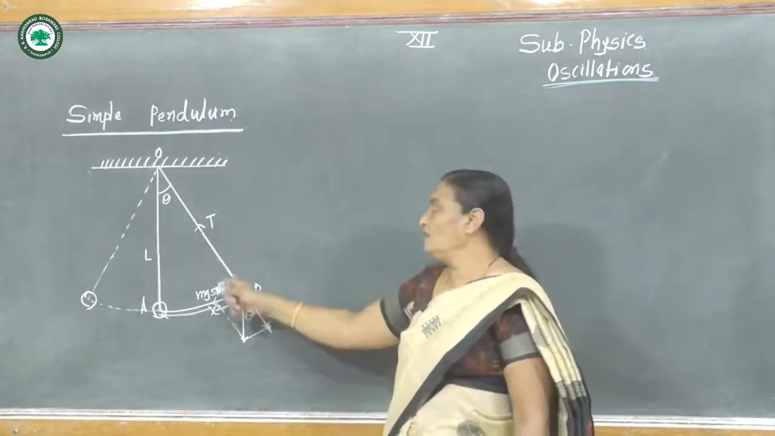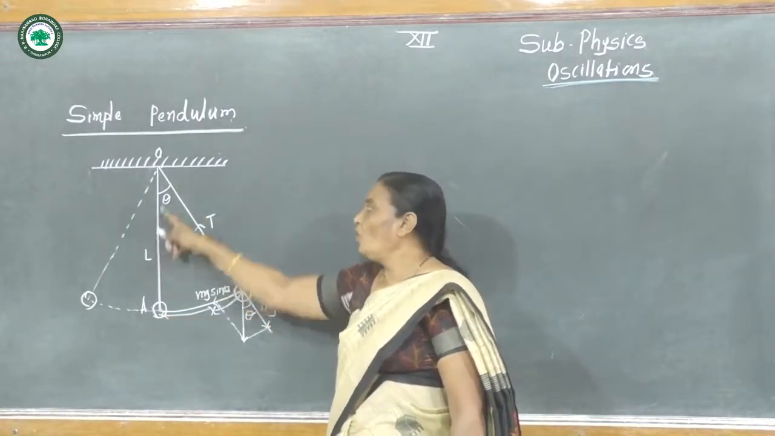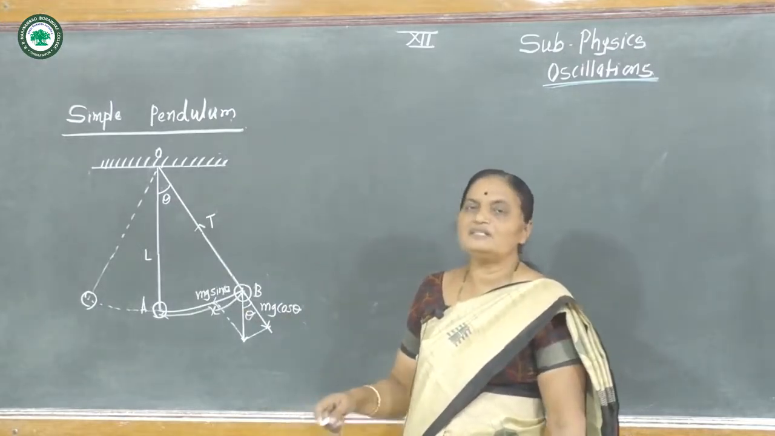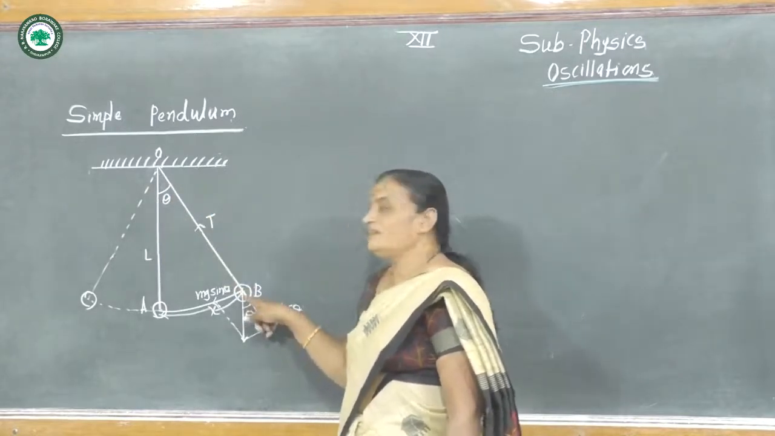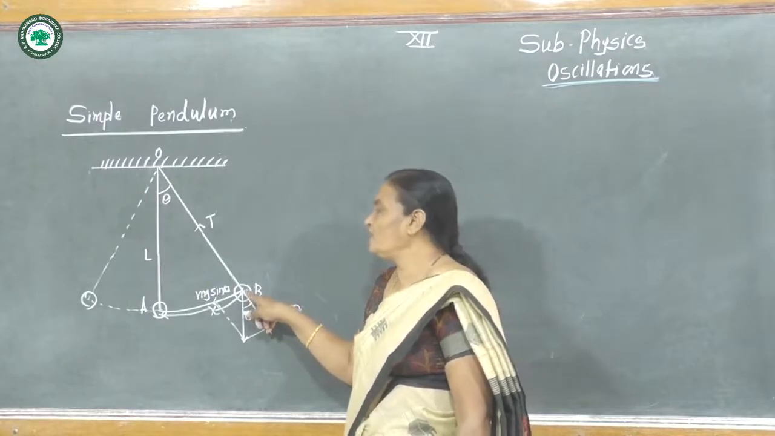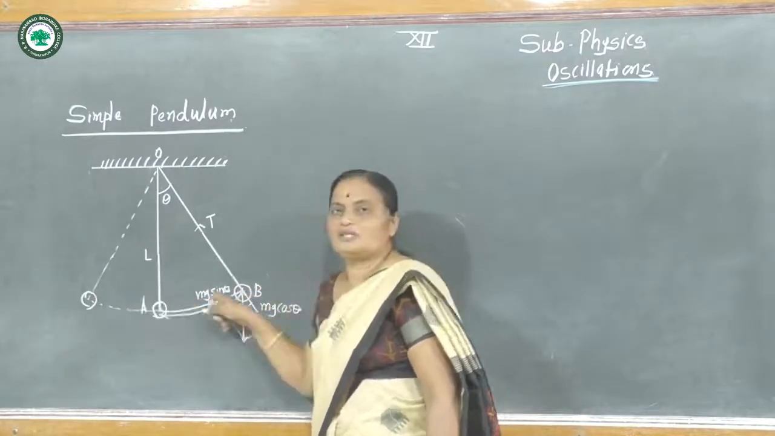Now see, in this case, this is the equilibrium position, that is OA. It represents the equilibrium position, the mean position. Now the bob is displaced through a small angle theta. Then it is released from this position. It performs simple harmonic motion.